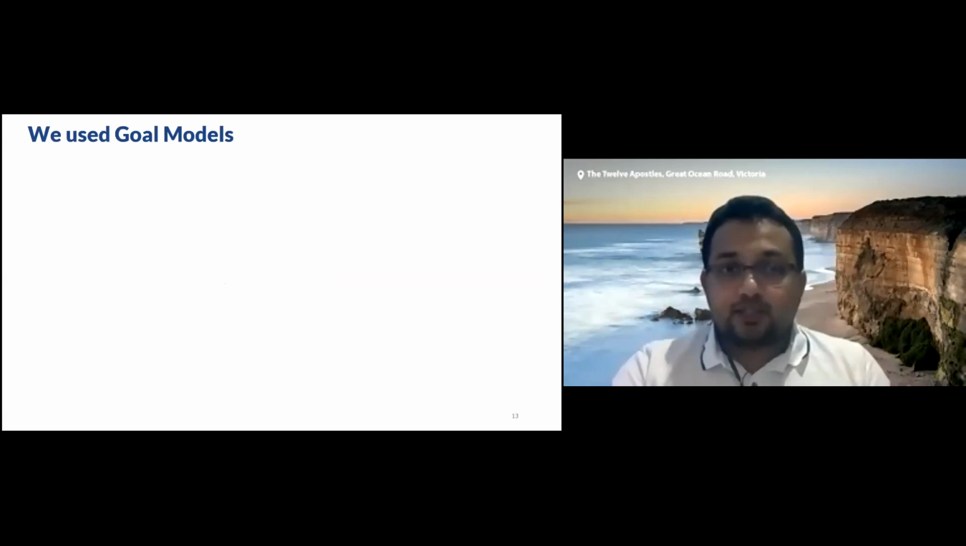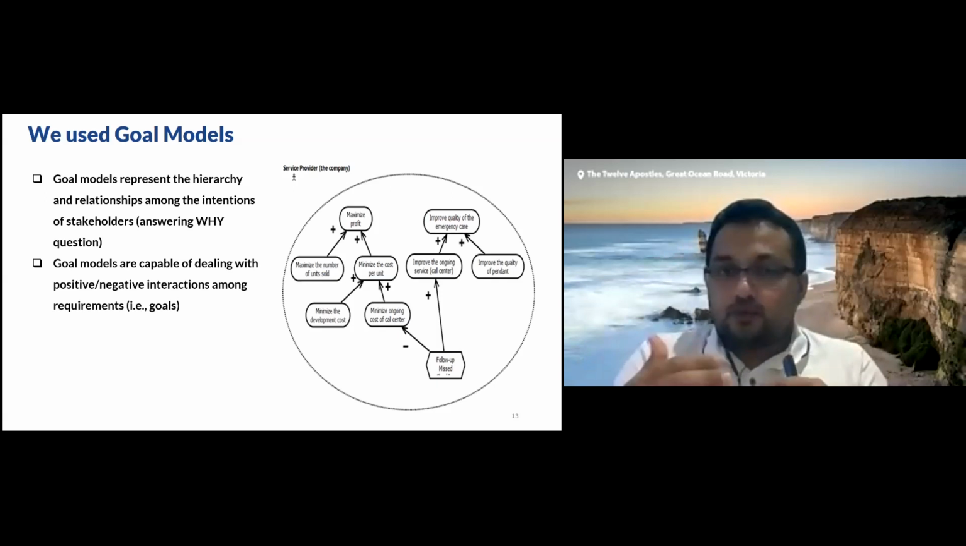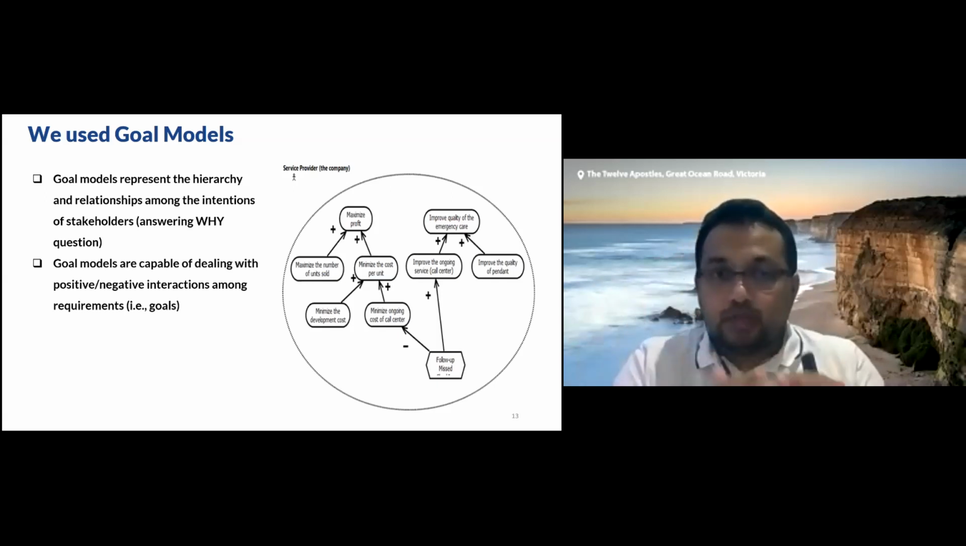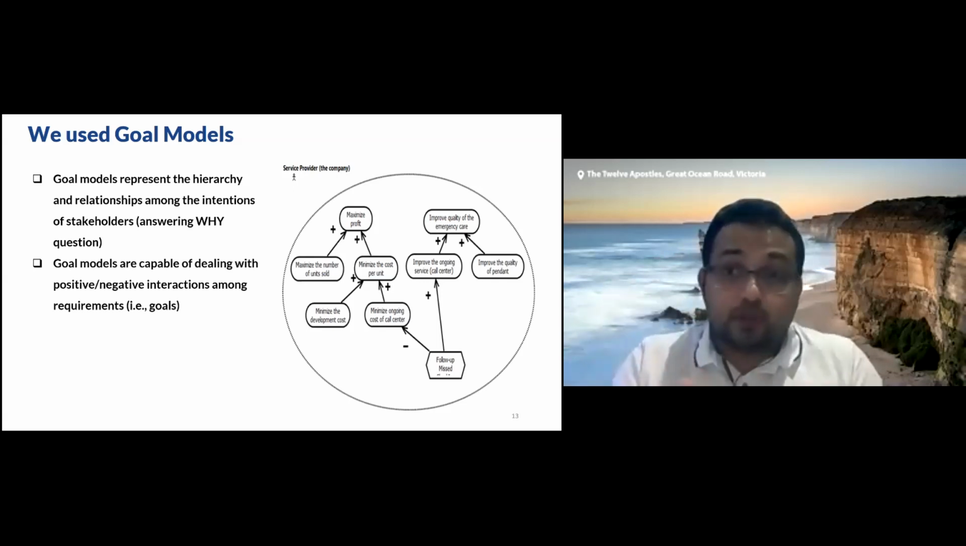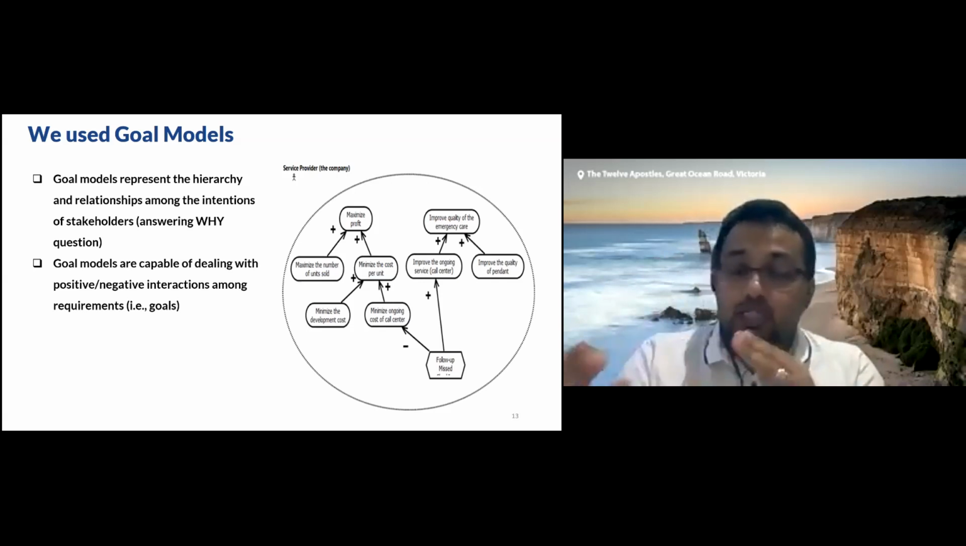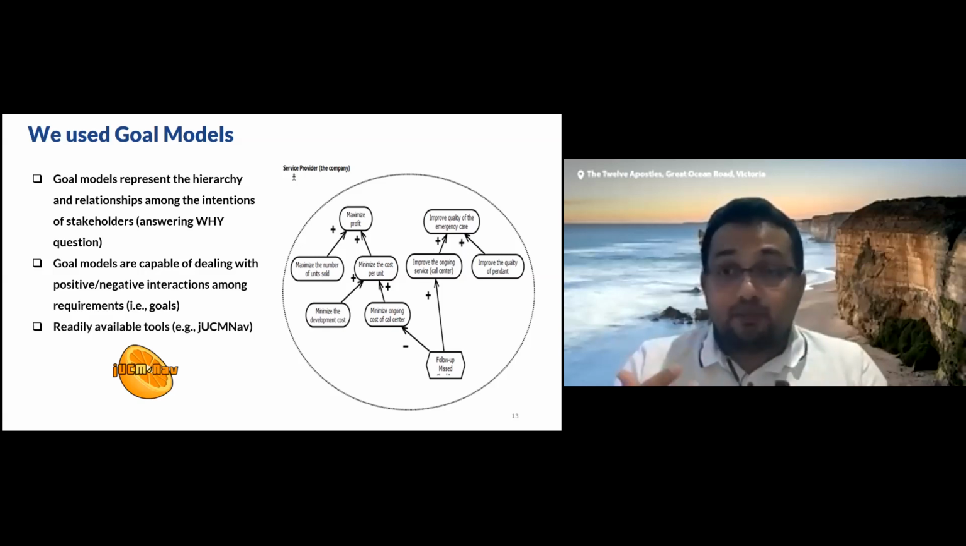We found goal models as one of the key requirement engineering techniques, which has almost all the capacity to solve almost all the questions we had in our mind. So basically goal models support the why question. So it is a hierarchy of goals. For example, to maximize the profit, you need to maximize the number of units sold and minimize the cost per unit, something like that. So this is a goal hierarchy, and goal models are capable of containing positive and negative impacts. As well, goal models have readily available tools. In this case, we use the jUCMNav tool.